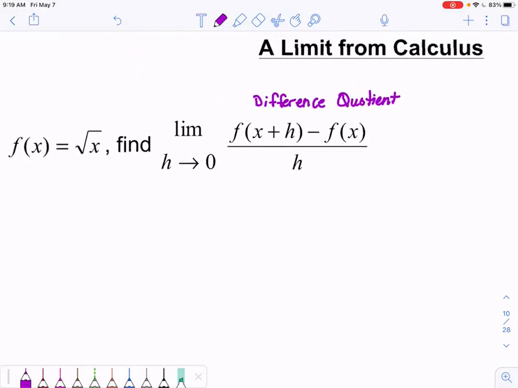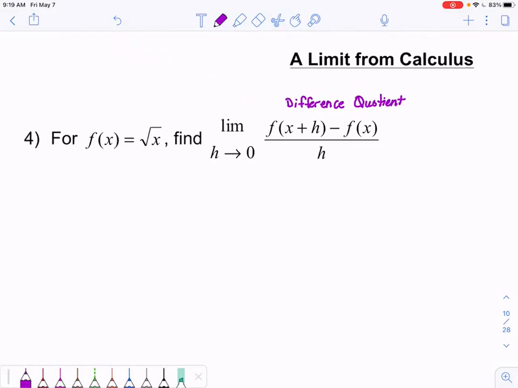Right now, it's asking us to find, where f of x equals the square root of x, that's our function, the limit as h approaches 0 of f of x plus h minus f of x all over h. The new part is this limit part. So we're going to now try and find the limit as h approaches 0. This part we have done, it hasn't been for a while, but we have worked on that difference quotient. So let's review what it means.